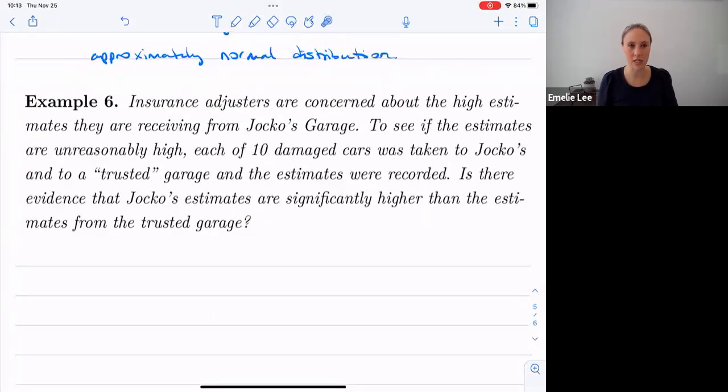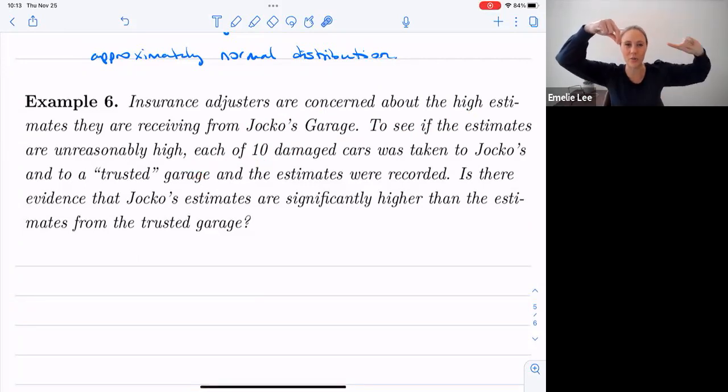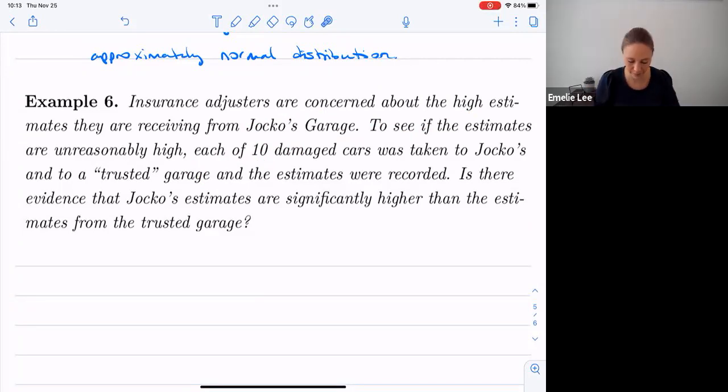So the situation is insurance adjusters are concerned about the high estimates they are receiving from Jocko's Garage. To see if the estimates are unreasonably high, each of 10 damaged cars was taken to Jocko's and to a trusted garage. So now we're making two observations on one car, Jocko's Garage and a trusted garage, and estimates were recorded. Is there evidence that Jocko's estimates are significantly higher than the estimates from the trusted garage?